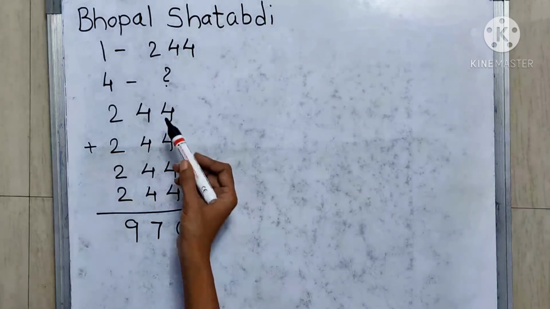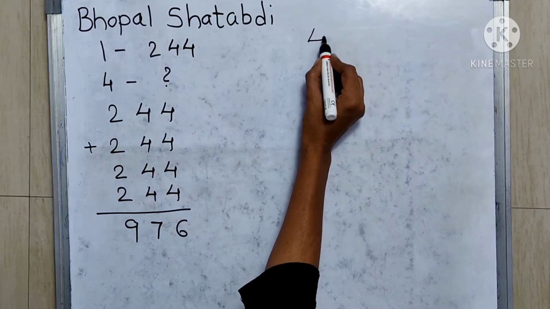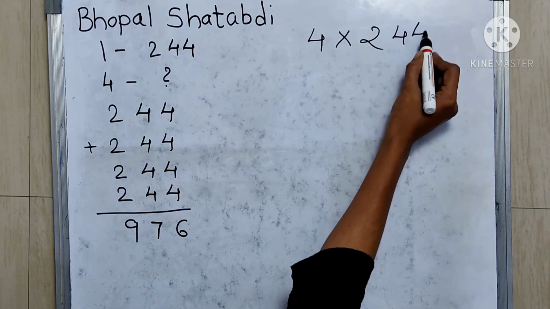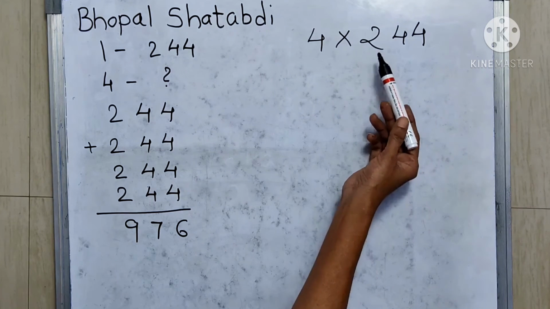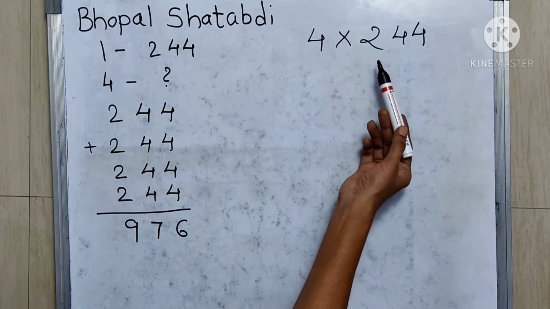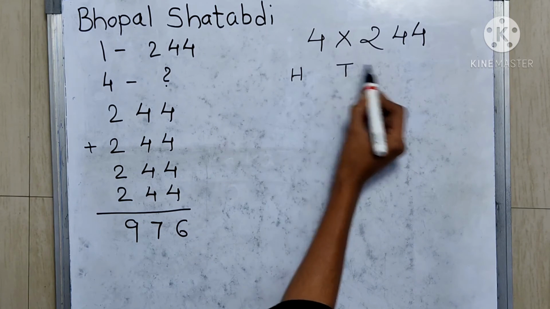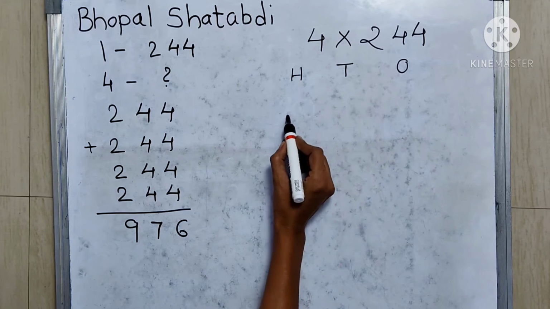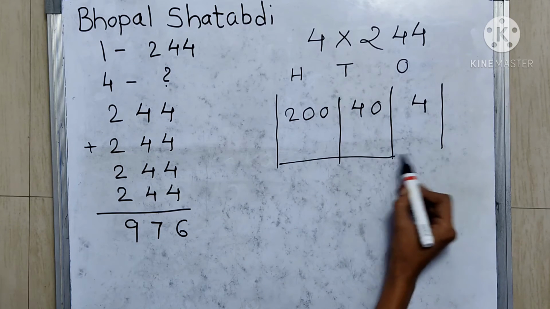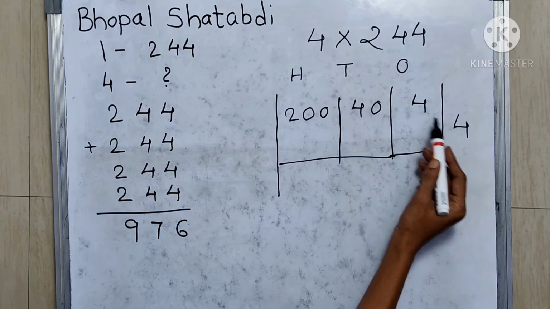Now, we will solve this by using box multiplication method, means 4 multiply by 244. Break this 244 into hundreds, tens and ones because this is a 3-digit number. Here 200, 40 and 4. We have to multiply this by 4. 4 fours are 16.